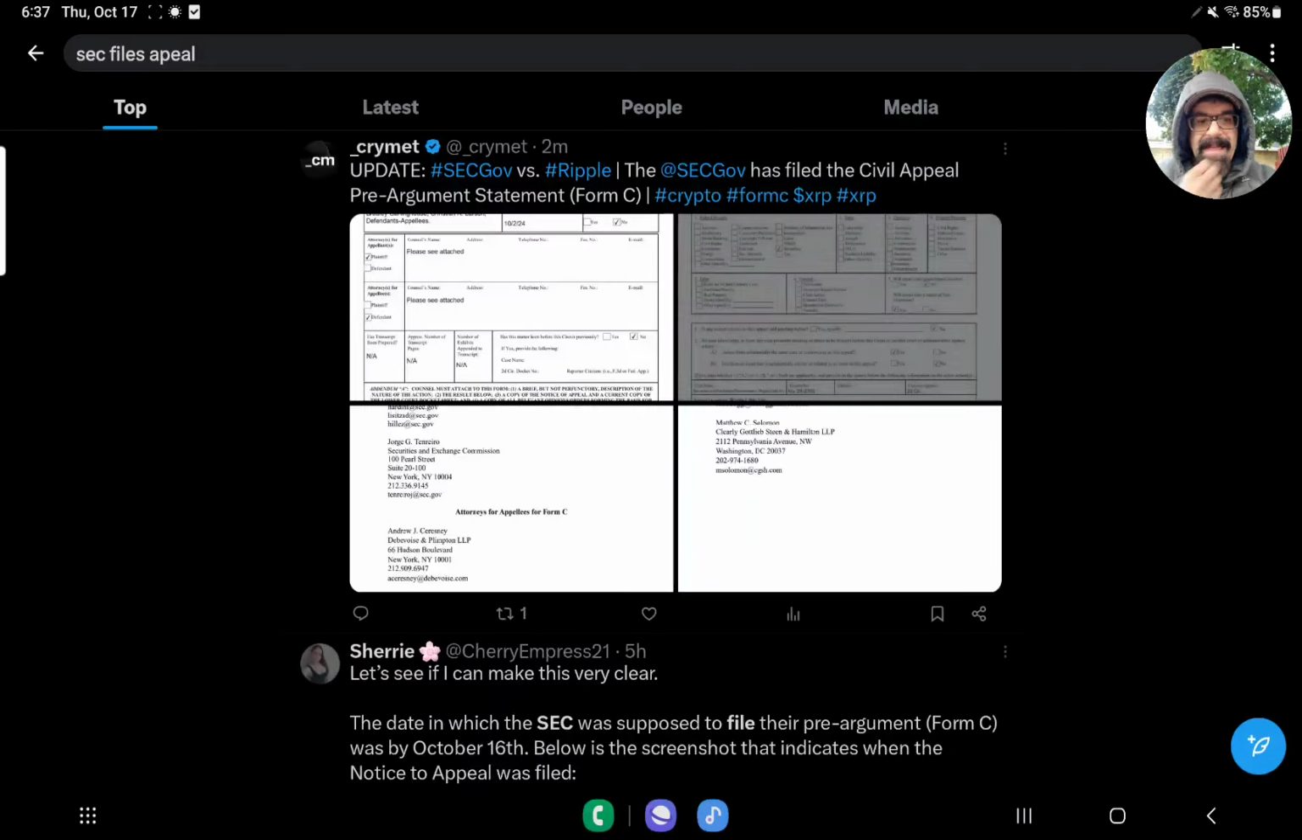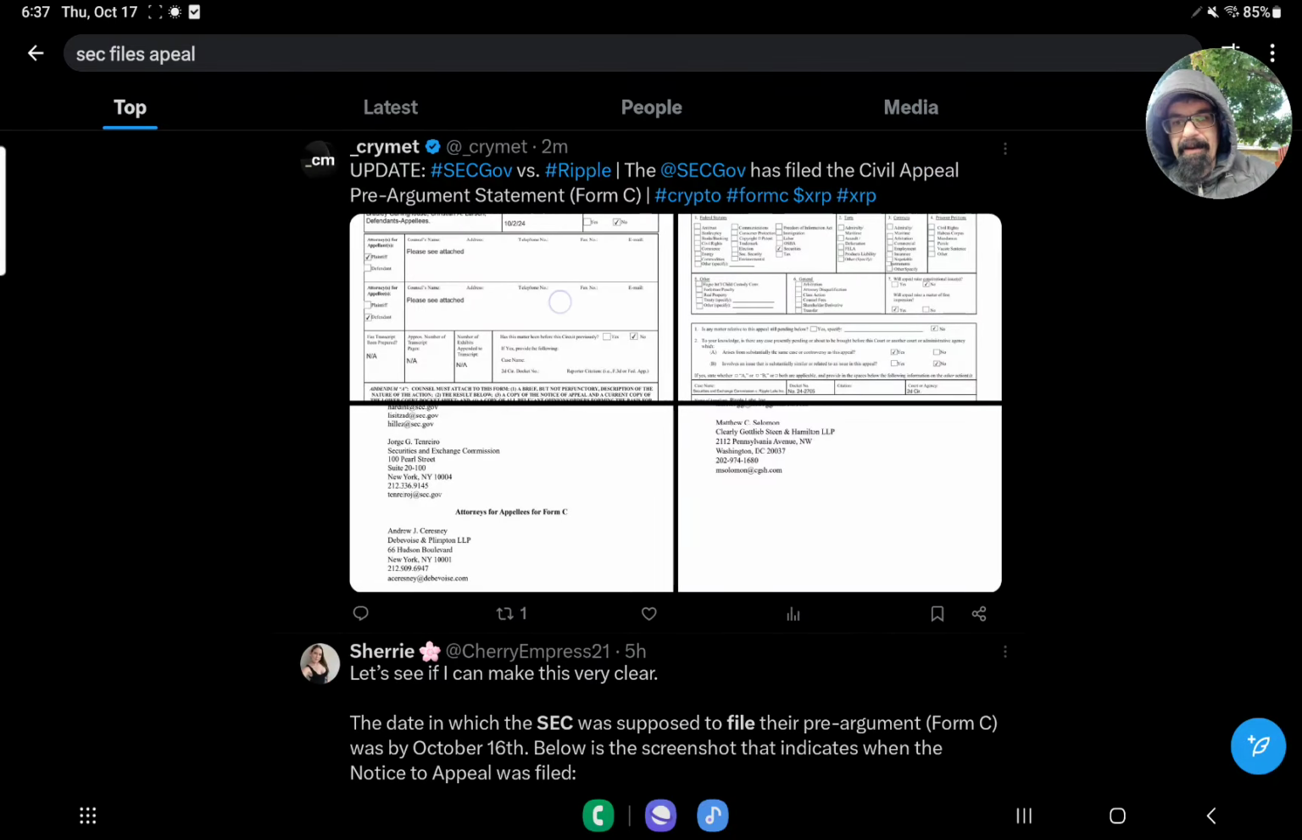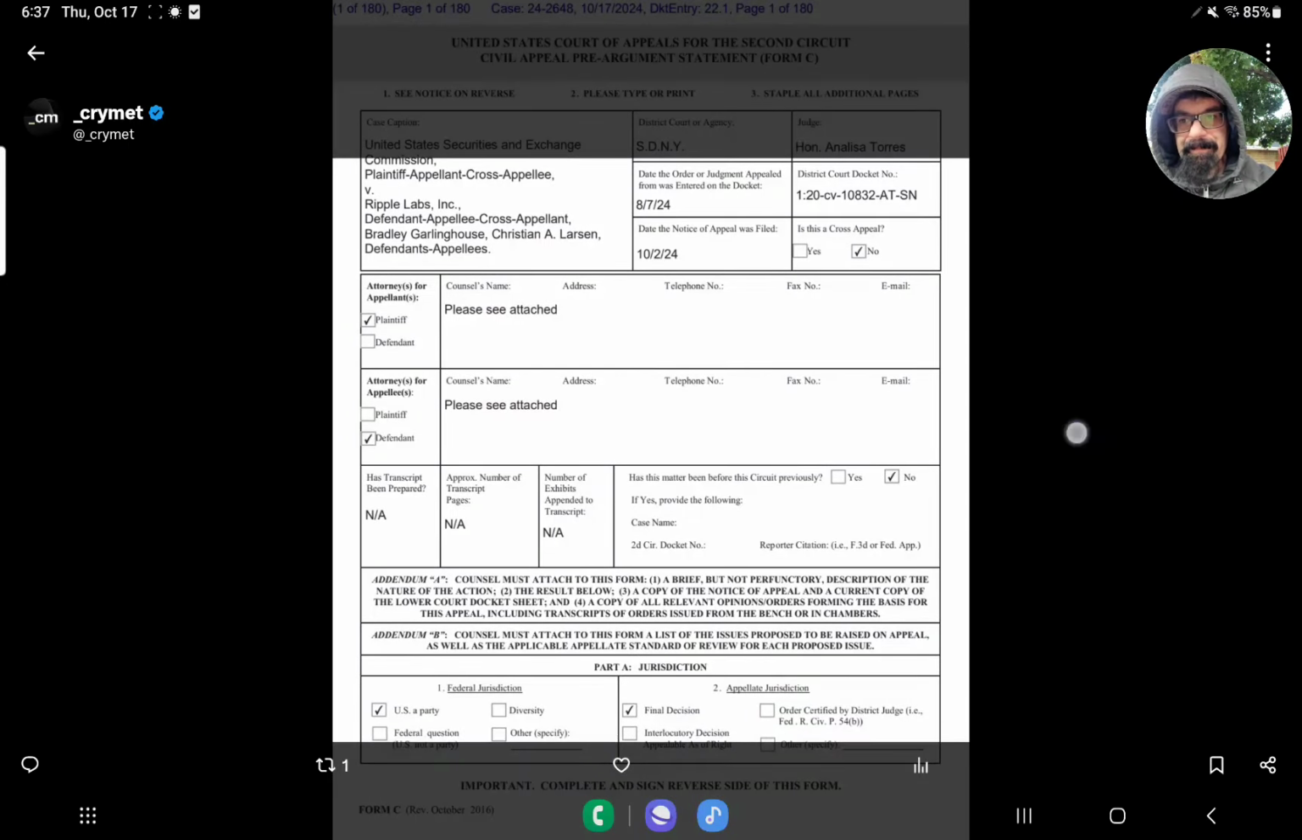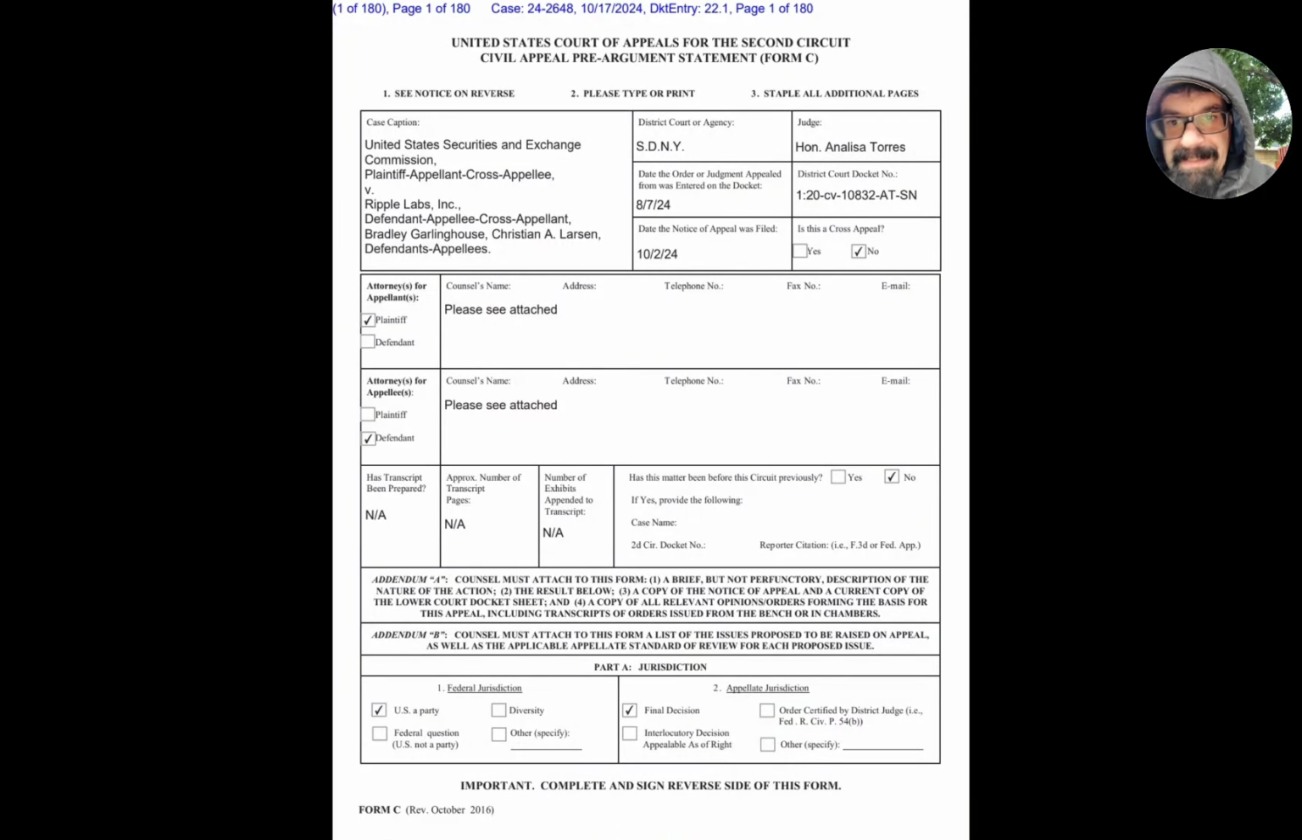It's 180 pages. Right now we've got 4 pages that we can read. So, United States Securities and Exchange Commission, Plaintiff-Appellant, Cross-Appellee, versus Ripple Labs, Inc., Defendant, Bradley Garlinghouse, and so on. So it was filed. The notice was on 10/2. The date the order of the judgment being appealed was 8/7 of this year. We can see the attorneys for the plaintiff and defendant.